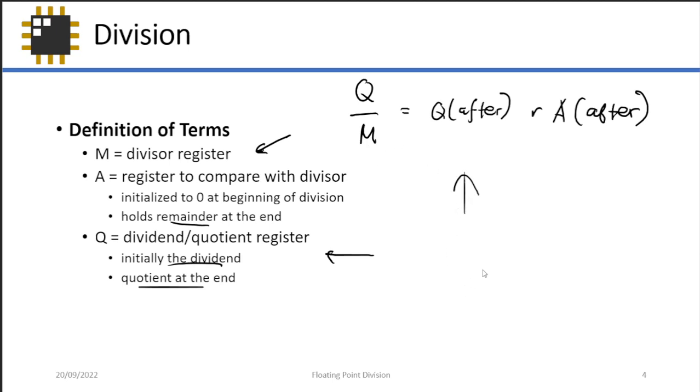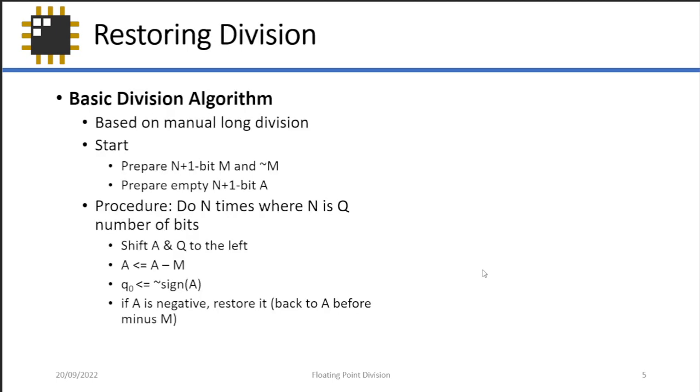So, let's talk about restoring division. Restoring division is based on manual long division. I will show you that. At the start, we pair n plus 1 bits of M and M complement, and then we prepare an empty n plus 1 bit A. And then you can just read this, but it will make sense later when I show you how the restoring division works for the long division that we made earlier. But here, I'll show you how this is related to the long division that we did. We divided 11 with 8.